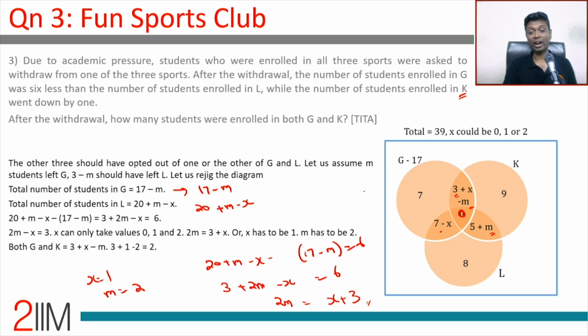How many students were enrolled in both G and K? G and K is 3 plus x minus m. 3 plus 1 minus 2. 4 minus 2, 2.